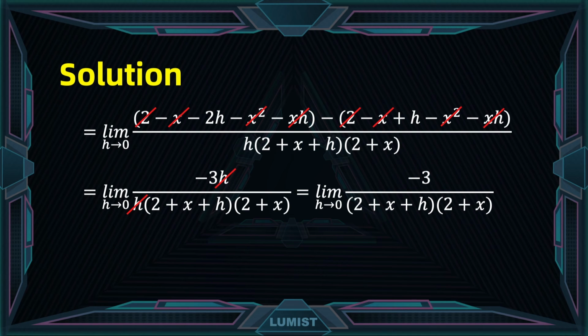Now I can just directly substitute the value of h approaching 0 into the function, and I end up with negative 3 over (2 plus x) squared. So that's the derivative of the function using the principles of derivative. Finding the derivative of a function by definition is complicated. Luckily, there are some derivative results, rules, laws, and properties that we can use to simplify these calculations. Not all functions have derivatives on their whole domain, by the way.